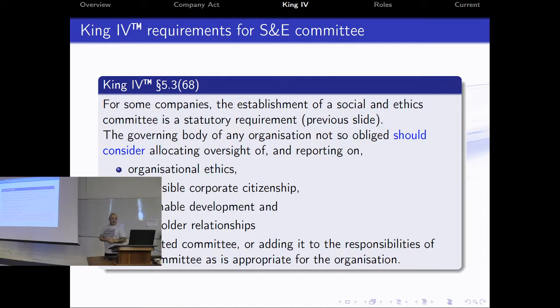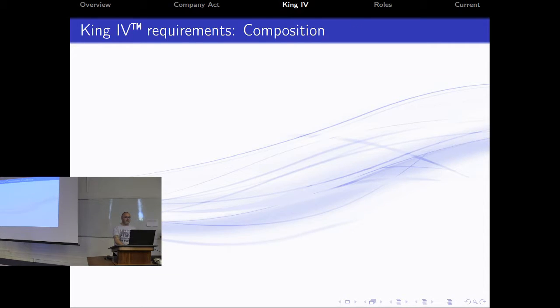So what does King 4 have to say? Well, building on the Act in terms of compliance, it says we should really consider oversight and reporting to the board on aspects of organizational ethics, responsible corporate citizenship, sustainable development, and the stakeholder relationships, as is appropriate for the organization.